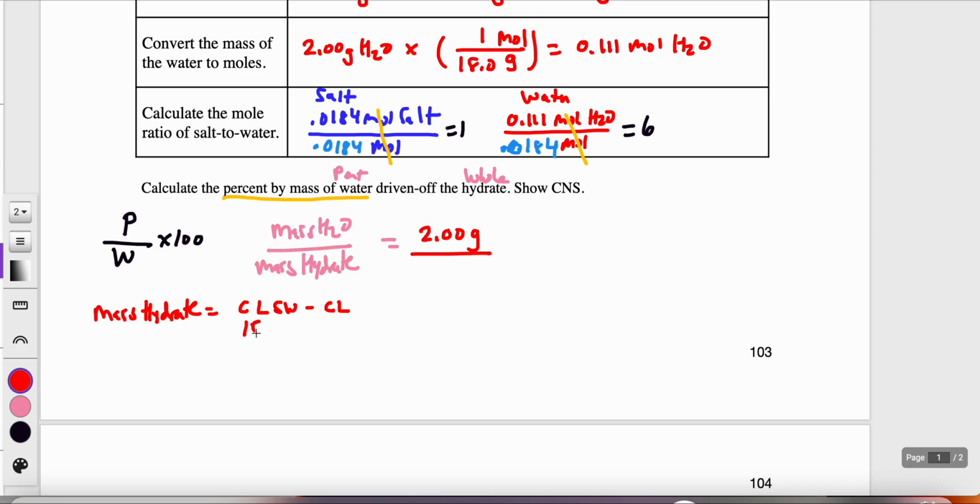So we have 15.56 minus 10.56 grams. And that will give me the mass of the hydrate. So the mass of the hydrate, this difference, is 5.00 grams. And then we need to remember to multiply this by 100%. So 2 divided by 5 times 100. And on my calculator, it turned out to be 40.0% water.